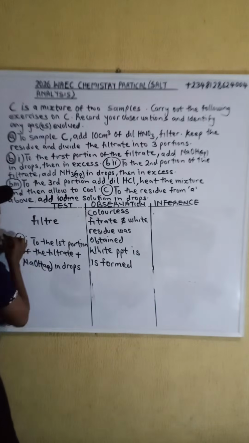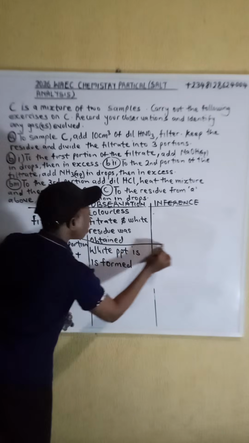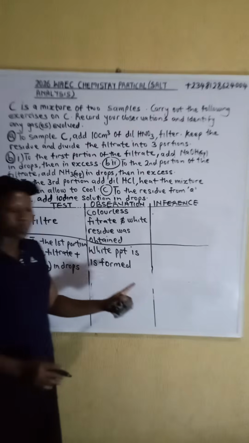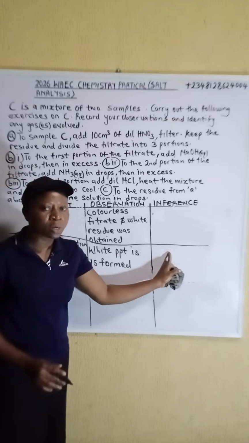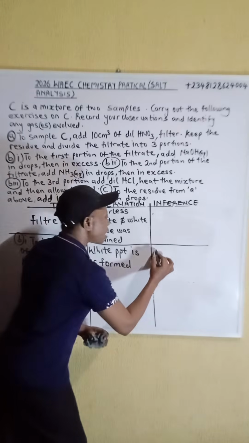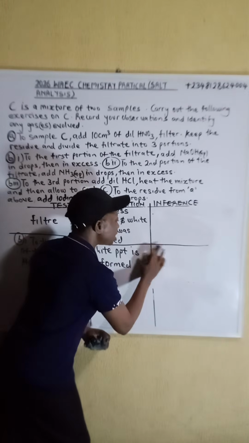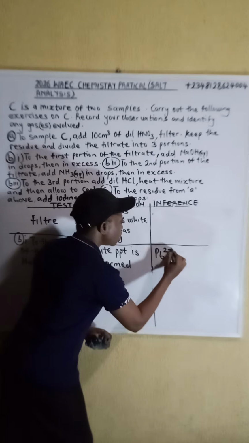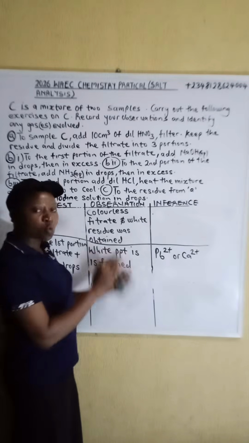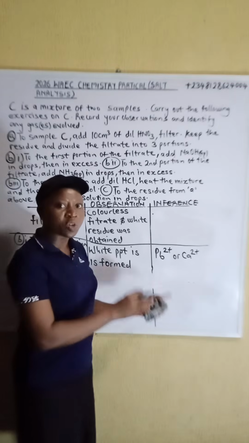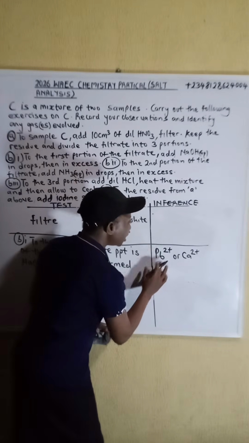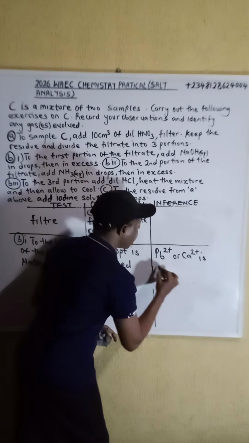Now for this question B, for the first step, on addition of sodium hydroxide in drops, what will be our observation? Then what are the two cations that will give us white precipitate? Those two cations are lead or calcium. Lead or calcium will give us white precipitate, while aluminium or zinc will give us white gelatinous precipitate. So we are going to say lead ion or calcium ion is present.